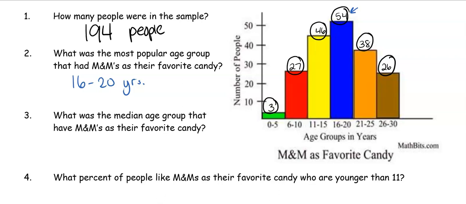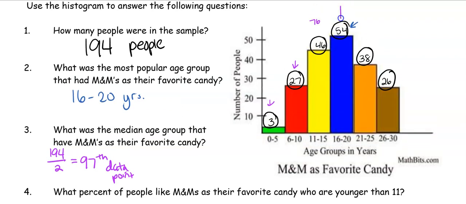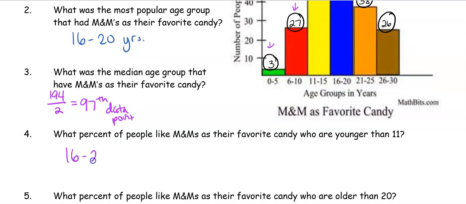What is the median age group? So we don't have all the data set like we did last time, but we do know there's 194 people. The median is the middle number, so we cut that in half. So we're looking for the 97th data point. So we have 3 plus 27 is 30, plus 46 is going to give us 76, and we want the 97th. So 76 plus 54, that's going to be more than 97. So that is also going to happen between the 16 and 20-year-old spot.